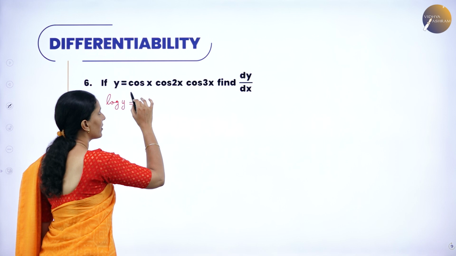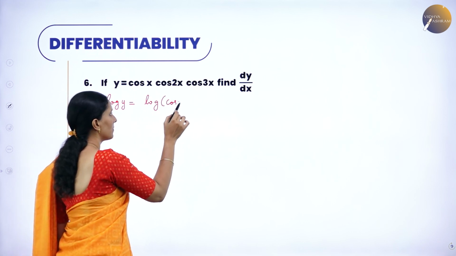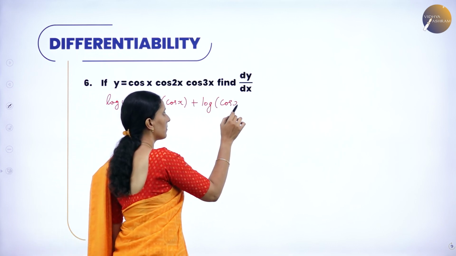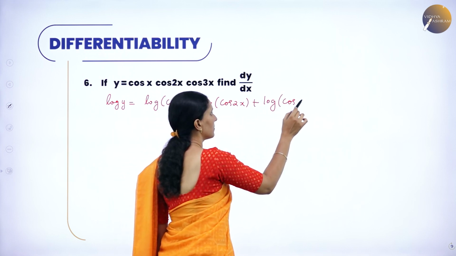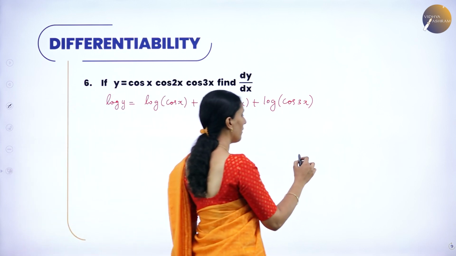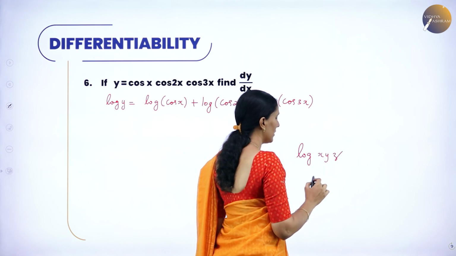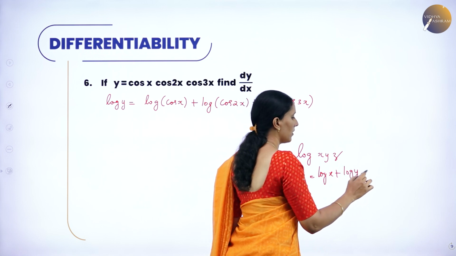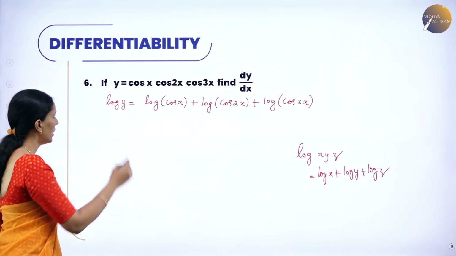So log of three functions here we have, we can separately write it as log of cos x plus log of cos 2x plus log of cos 3x. So when you have three functions, log xyz can be written as log x plus log y plus log z. Similarly, I have written here, let us derive it.